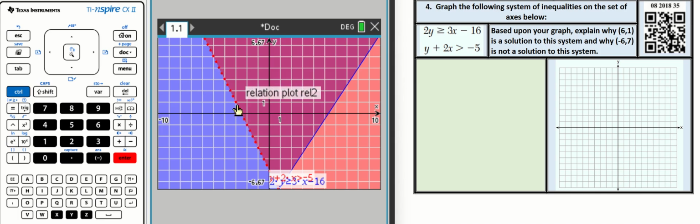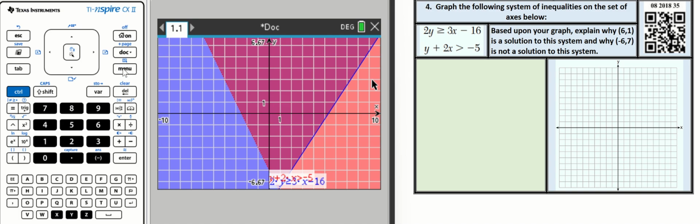Notice that this is a dotted line, right? No line, dotted line, points on here are not solutions. They're not solutions for that inequality. So we notice the purple, right? That is solutions for both inequalities. Blue or red, one of the inequalities. And now we want to graph.